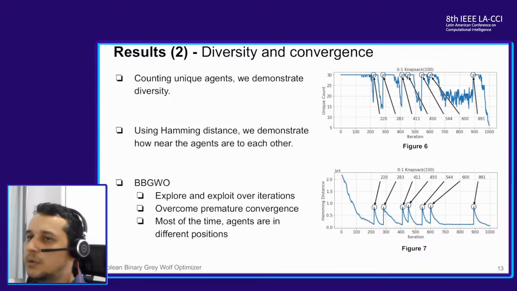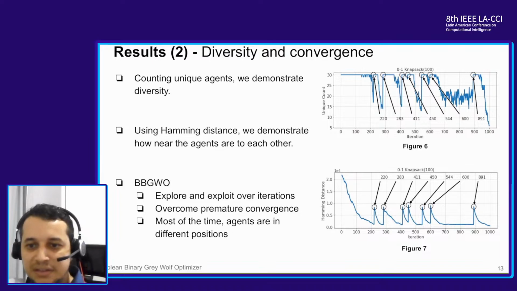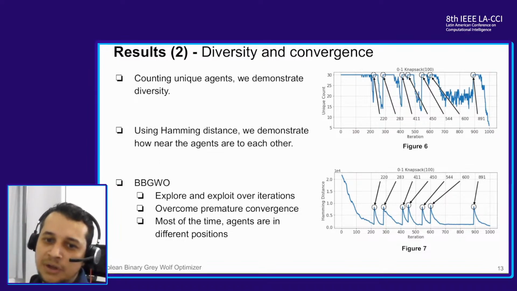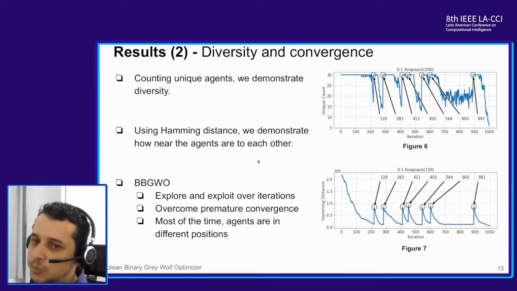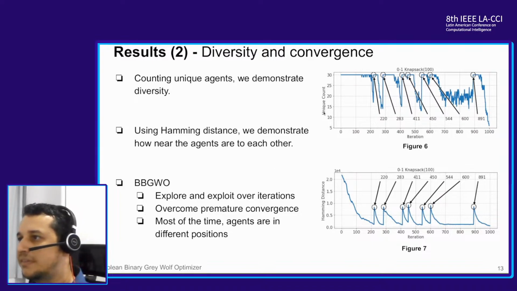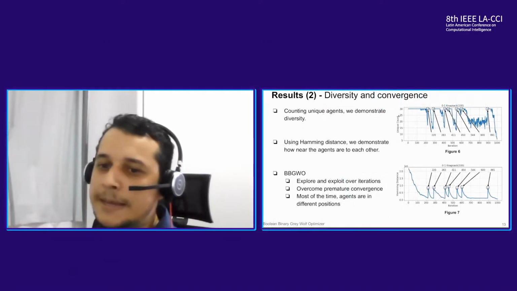Here, we demonstrate that the BBGWO can overcome common binary swarm algorithm limitations. We used the most complex problem to discuss this dynamic behavior. It's 0-1 knapsack with 100 dimensions. In figure 6, we show the majority. In the majority of the time, the swarm is not in the same position. Here we see the unique counts.